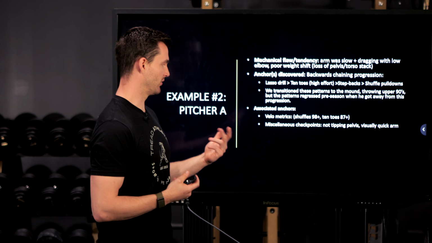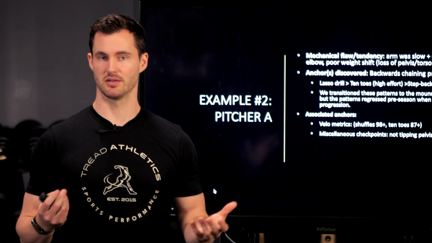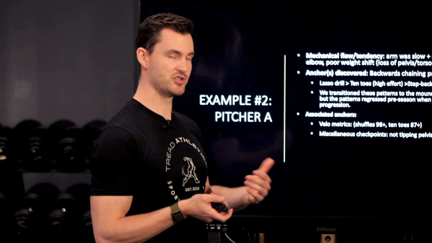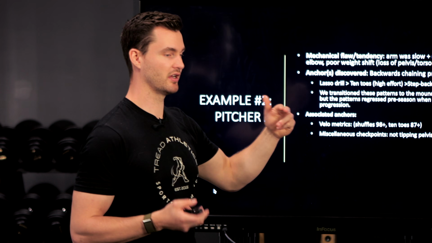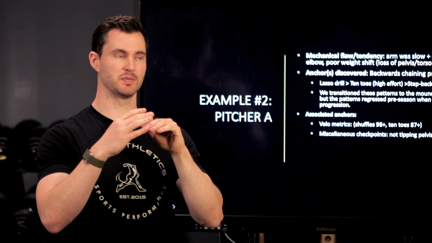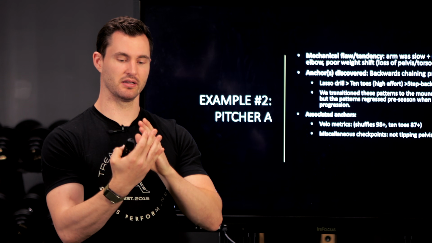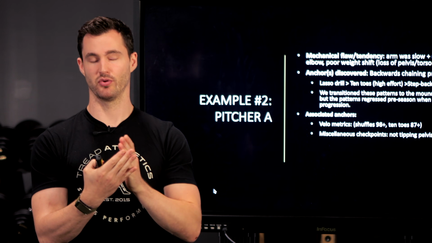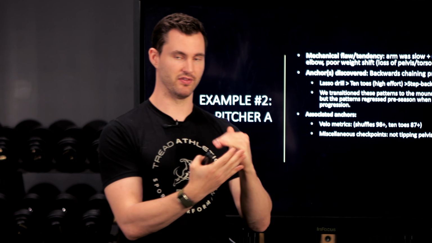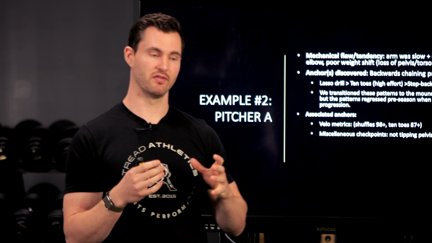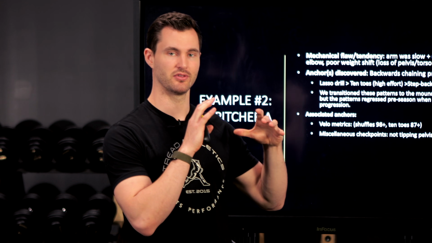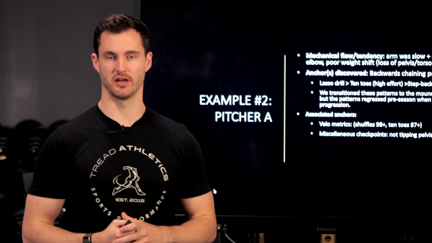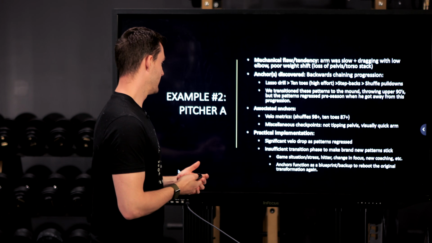Miscellaneous checkpoints, we're identifying, hey, not tipping the pelvis, and does he have a visually quick arm? So point being, once you identify the anchor, go one level deeper. What specifically about the anchor can you identify as the checkpoints with that anchor? Then if you have the anchor and you have the checkpoints, you can be very, or relatively certain at least, that your actual throwing patterns are likely going to respond favorably to that.